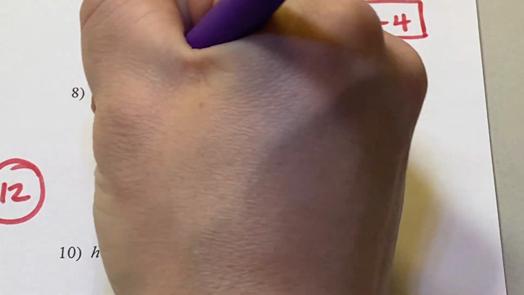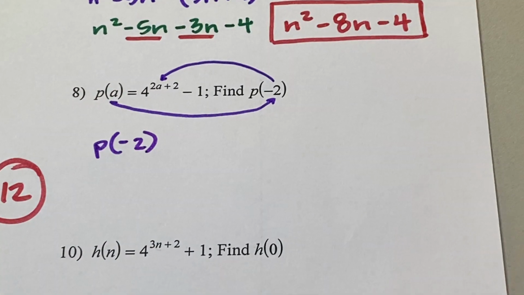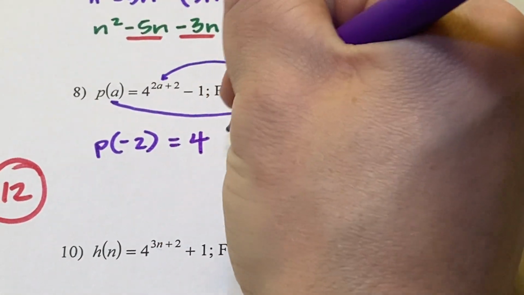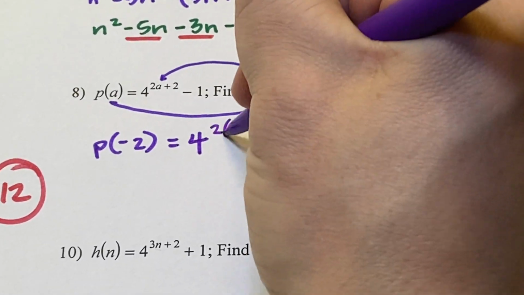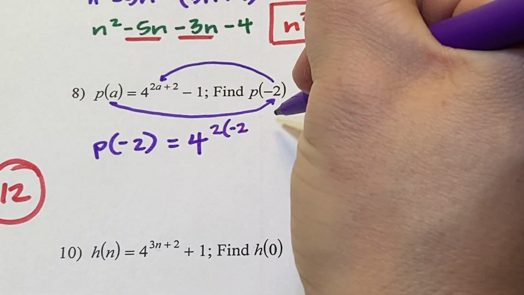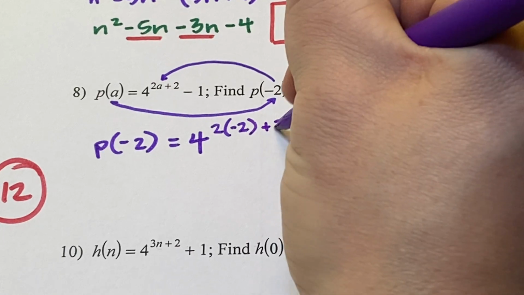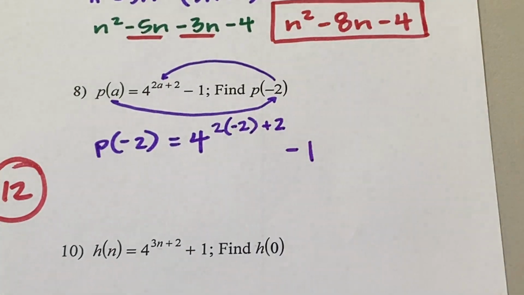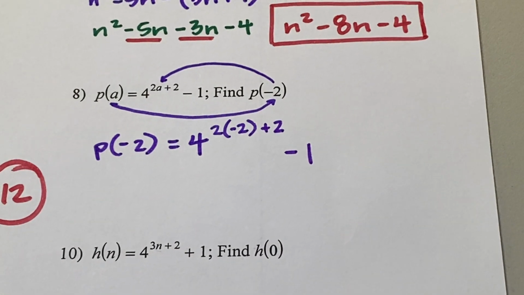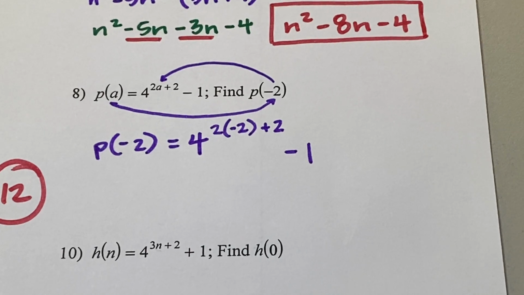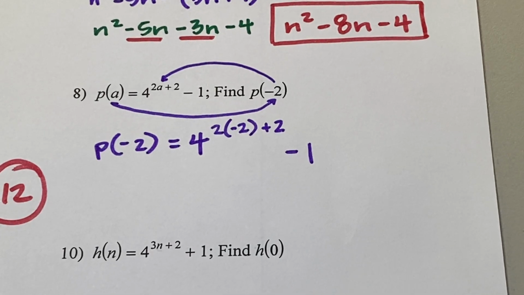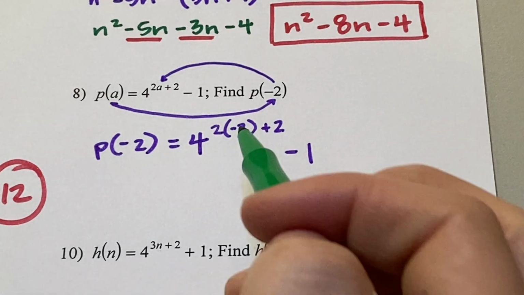P of -2 equals 4 to the power of 2 times -2, used to be 2 times a, plus 2, and then we'll subtract 1 at the very end. No more variables, we're literally just finding the number, the answer. Okay, let's take care of our exponent first. It's kind of a mess up here.